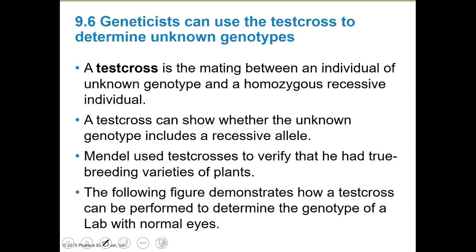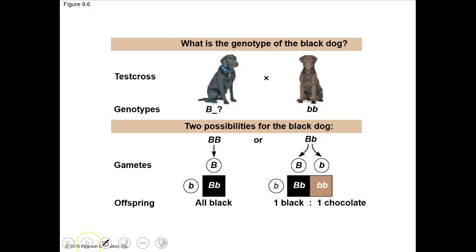Now here's another key one: there is a test cross. It's mating between an individual of an unknown genotype with a homozygous recessive. So a test cross can show whether an unknown genotype includes a recessive allele. Mendel used test crosses to verify true-breeding plants. So we can look at the next figure to demonstrate that.